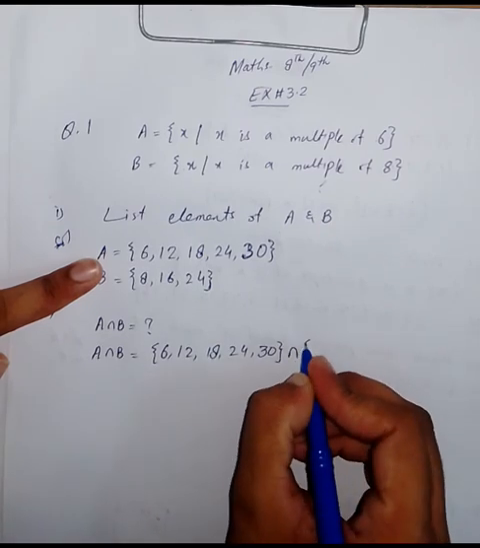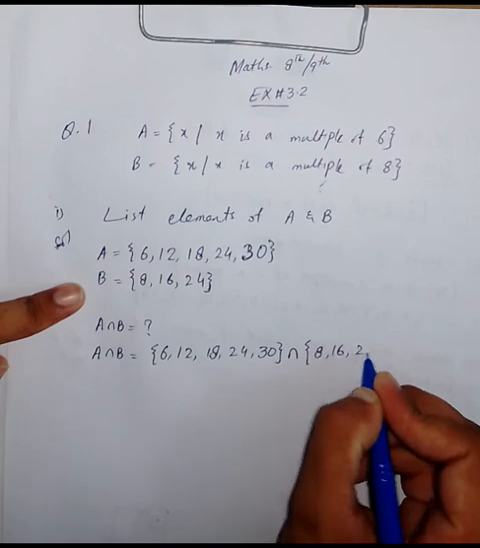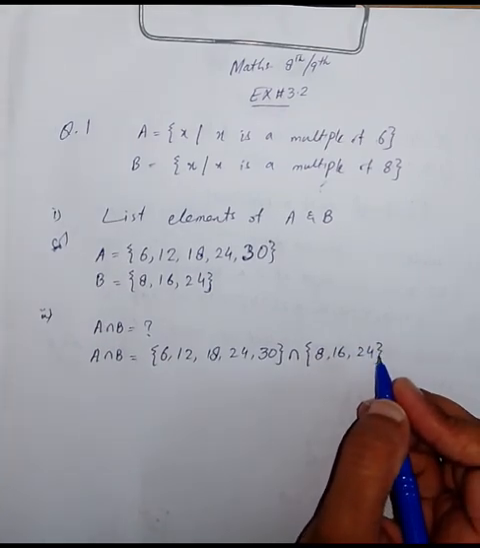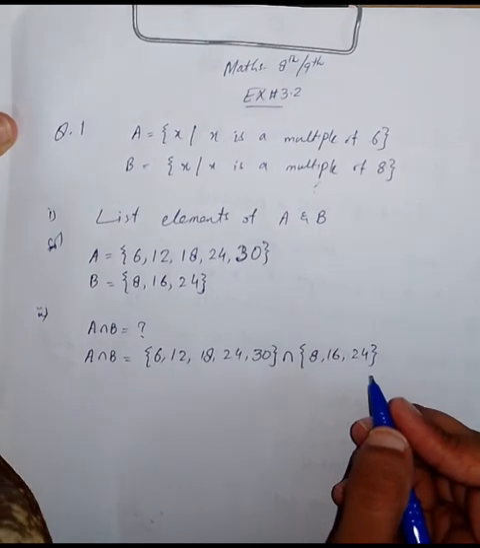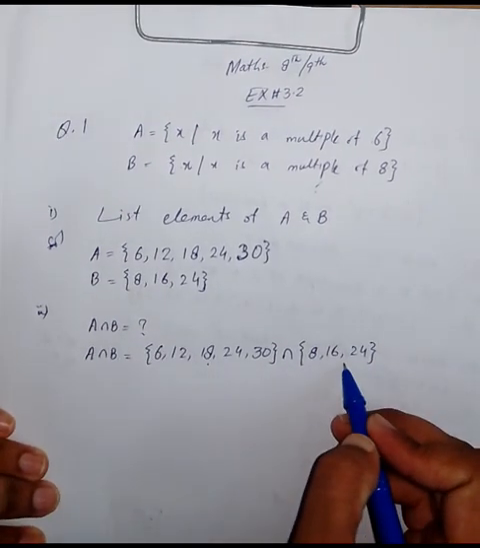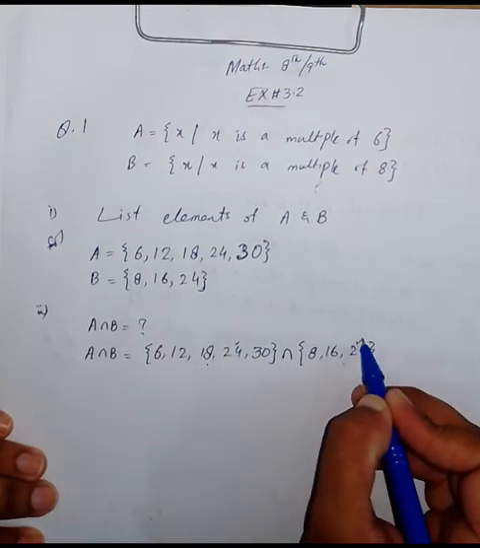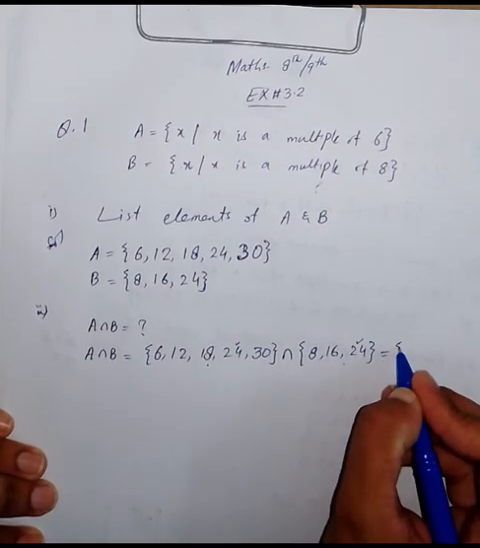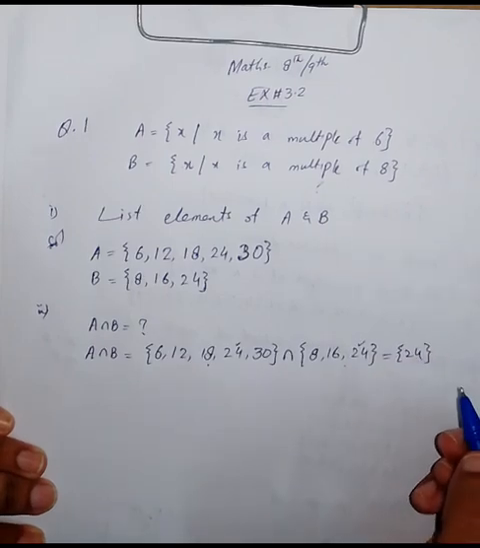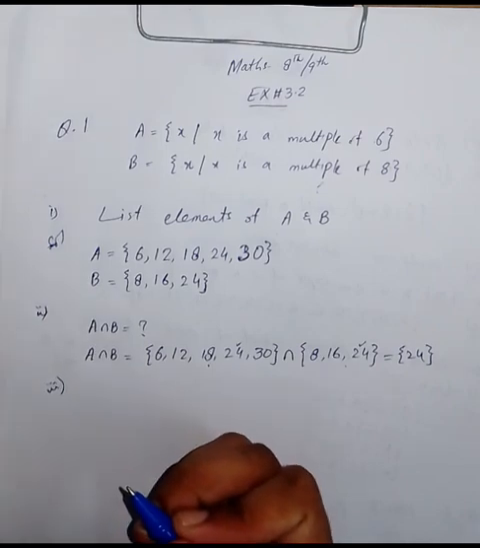And this is the intersection symbol. What is B? 8, 16, 24. Intersection means the elements that are common in both sets A and B, that lie in set A and also in set B. So which element lies in both sets? That is only 24. So the intersection of these sets is only 24. The third part is to draw their Venn diagram.